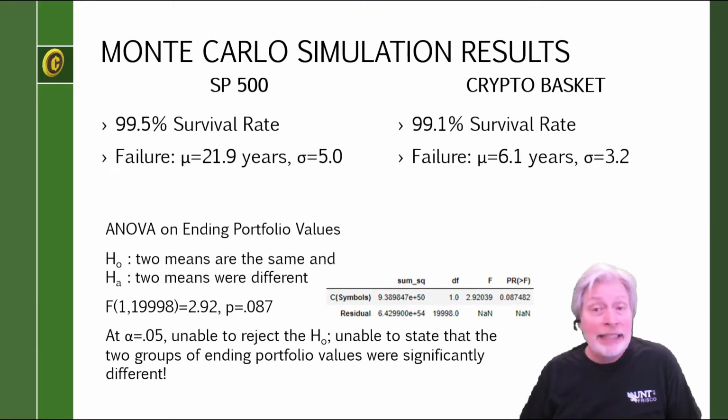To compare these statistically, an analysis of variance on the ending portfolio values was run. In this case, the H naught was that the two means are the same, and the alternate hypothesis was that the two means were different. At an alpha of 0.05, I was unable to reject the null hypothesis, so I was unable to state that the two groups of ending portfolio values were significantly different.